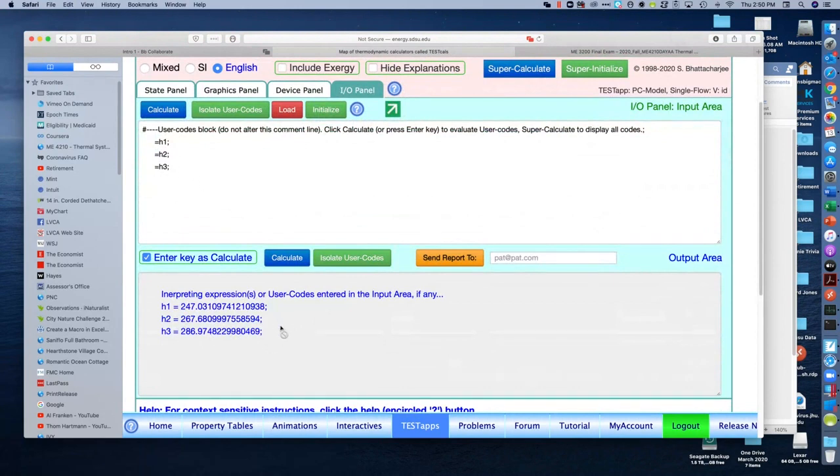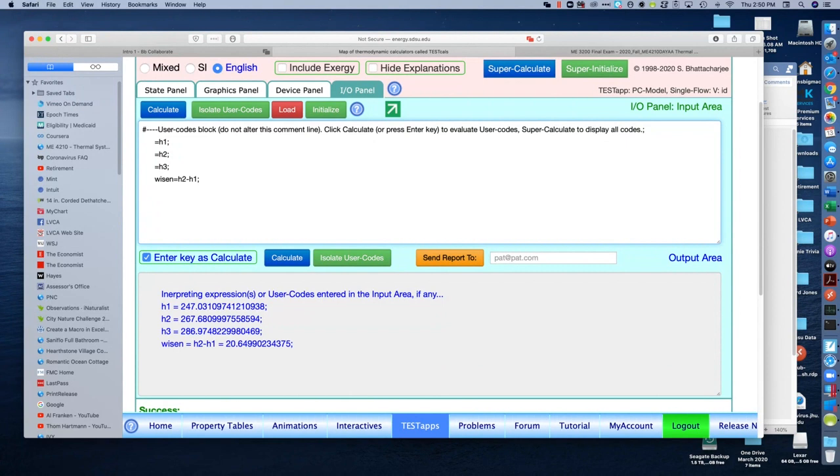So those are our three enthalpies, and all we really want to do now is calculate the isentropic compressor efficiency. What that actually is going to be is the isentropic work, and I'm going to just go ahead and say work isentropic, and we know that that work is the outgoing enthalpy minus the incoming enthalpy. So we see that the difference between those enthalpies is 20.6.